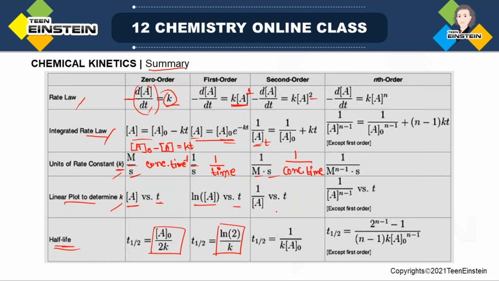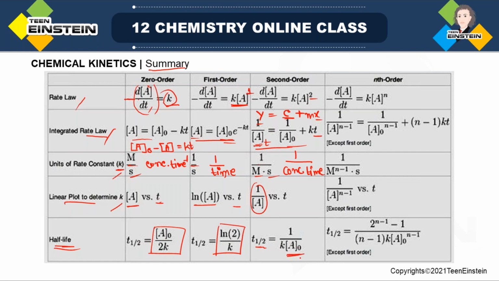And if we want to get linear plot, we have to draw 1 by concentration A versus t, because if you compare this equation with y equal to c plus mx, here x is t, y is 1 by At, this total term will be there in y-axis. Then only we can get linear plot, otherwise we will not get it. And intercept value is 1 by concentration of A, that is initial concentration, A naught. Fine. And here t half is 1 by k A naught.